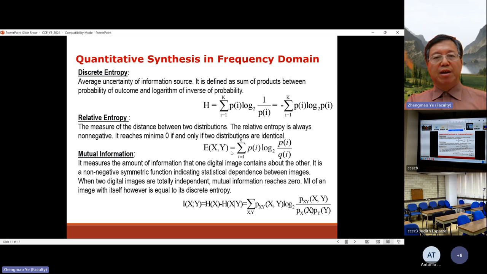For the relative entropy, it is a measure of distance between two different distributions. The relative entropy is always non-negative. So it reaches its minimum of zero if and only if the two distributions, Pi and Qi, are identical to each other. The mutual information measures the amount of information that one digital image contains about the other. It is a non-negative symmetric function indicating the statistical dependence between images. For a special case, when the two digital images are totally independent, the mutual information reaches zero. And the mutual information of the image with itself, however, is equal to its discrete entropy.